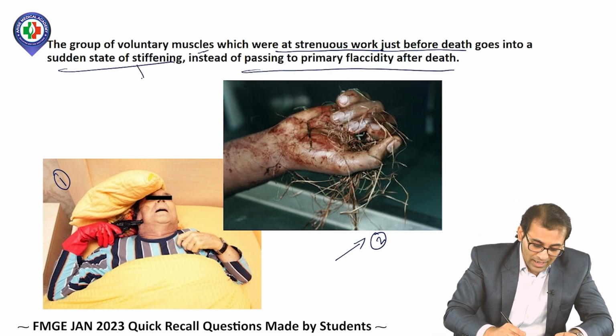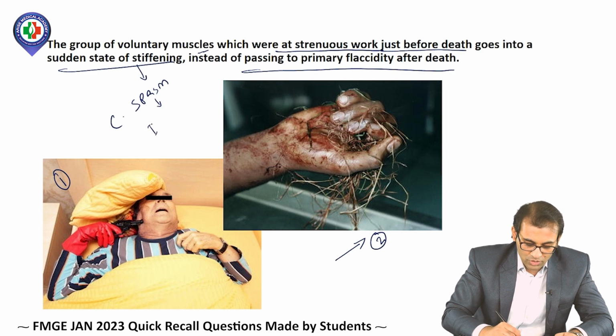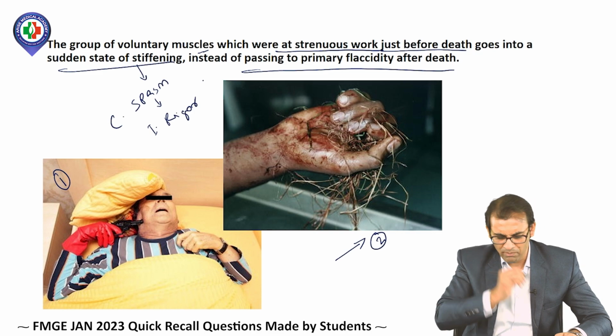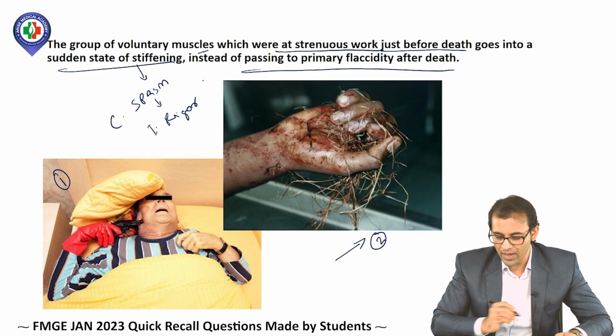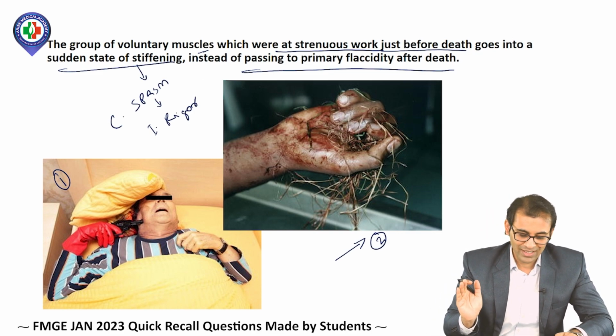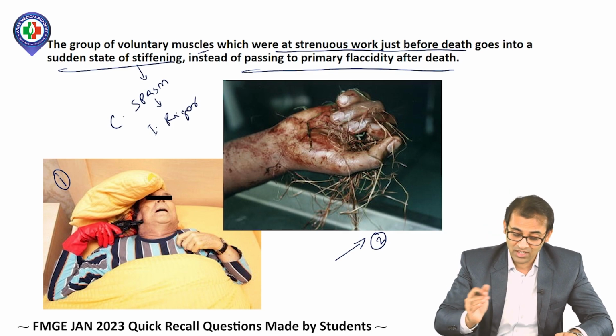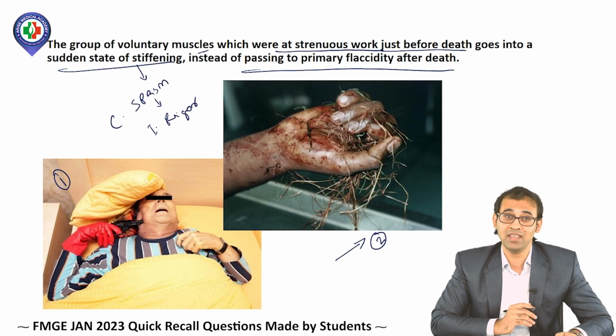This is called cadaveric spasm, which is also called instantaneous rigor. Now, what is the meaning of this? The body goes into a sudden state of stiffening instead of passing to primary flaccidity after death.